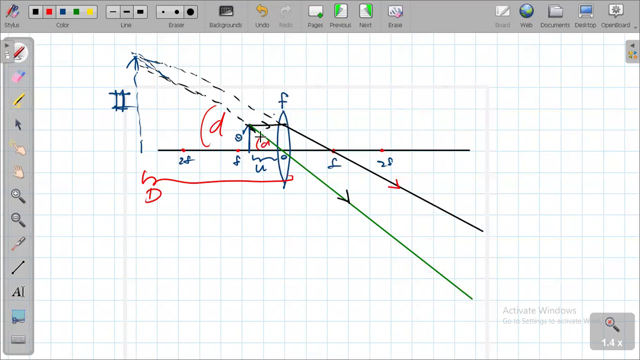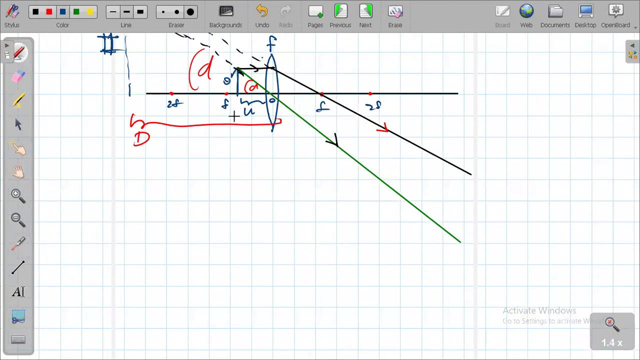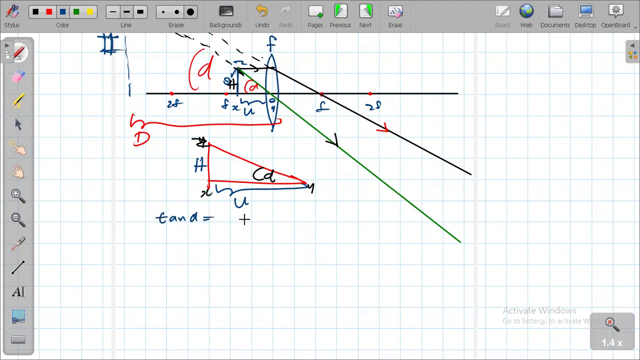There is only one angle. Now I told you, if you are getting the angle, I am just going to copy this triangle. I will just mark it like triangle XYZ, for your convenience. The angle is alpha. This is just the height of the object, capital H, and the length is U. Okay, how to write tan alpha? Tan alpha is equal to H over U. Leave it, number one.